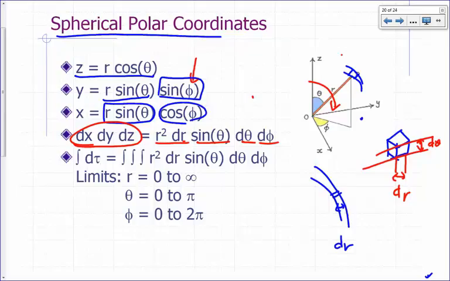R d theta, right? You got it? That's the length of the arc. The actual length, the difference in the angle is d theta, but the difference in the length of that arc is r d theta. Okay, so you have an r d theta and an r dr. Where does the rest of this come from?